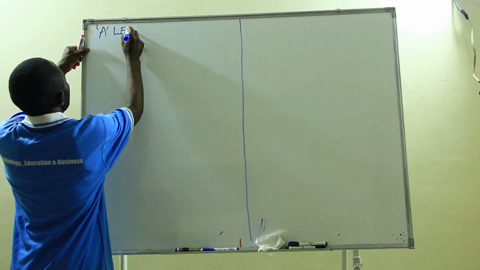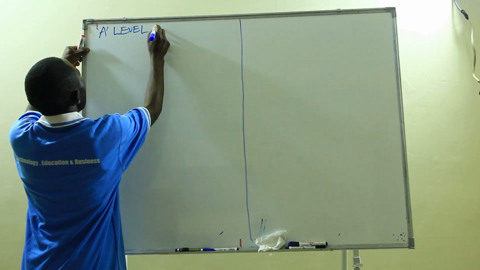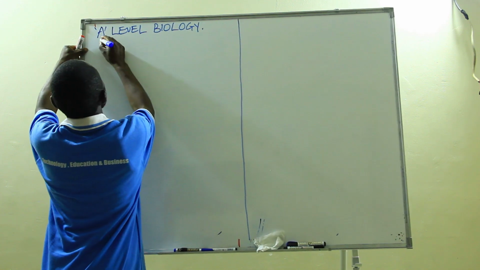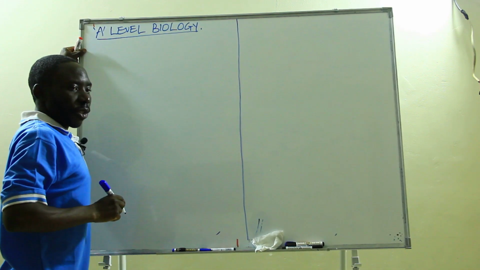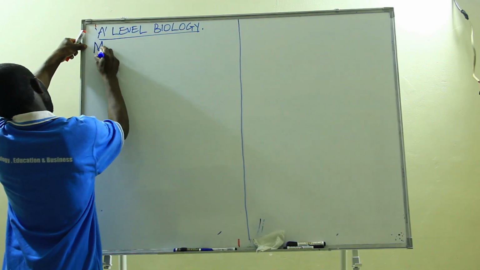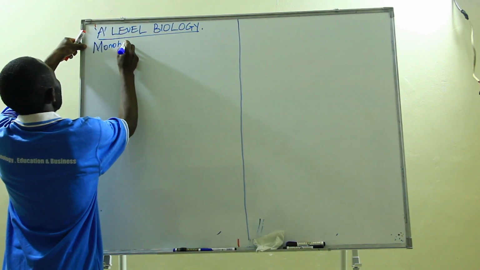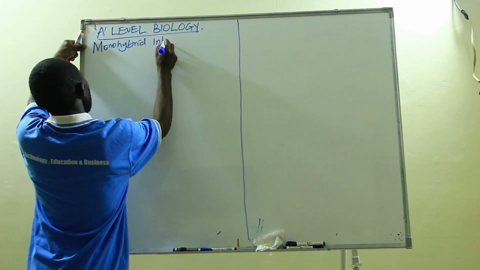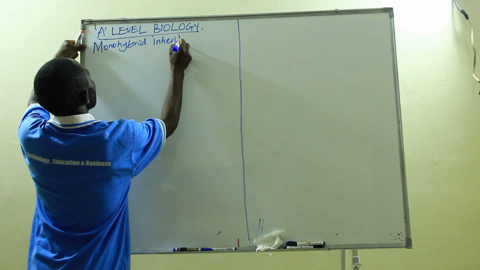A-level biology. And specifically, we are going to deal with monohybrid inheritance.